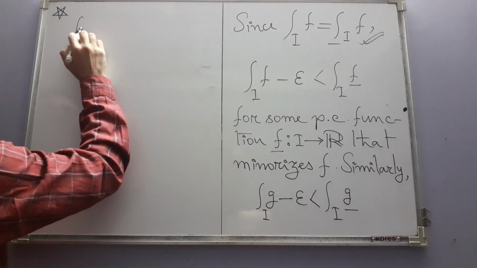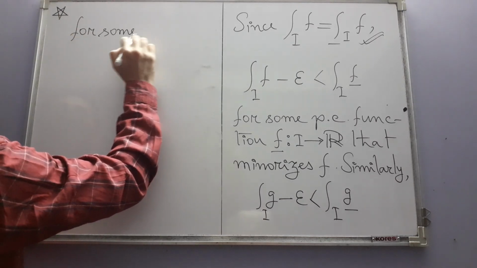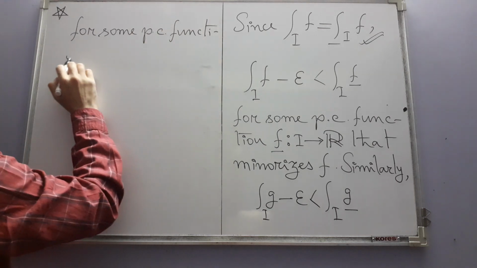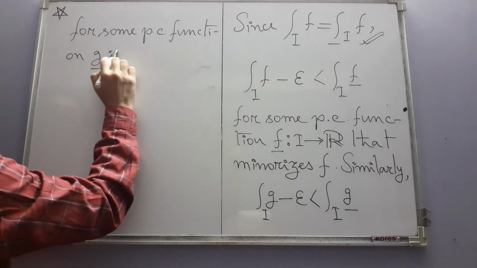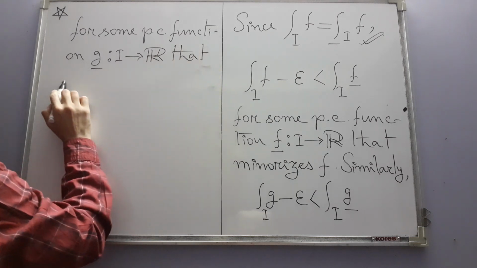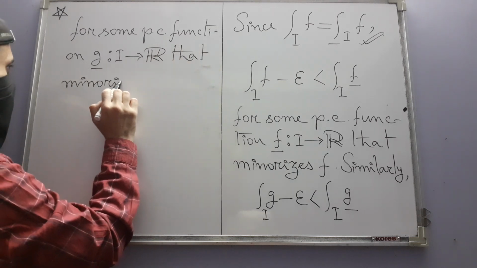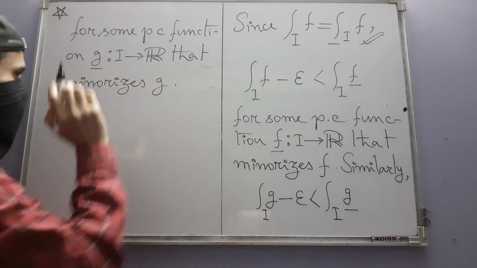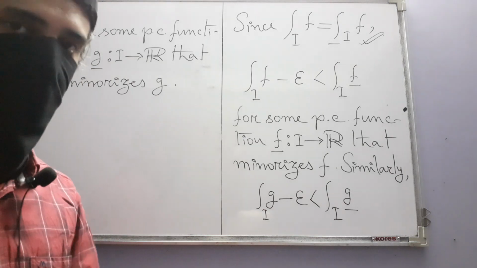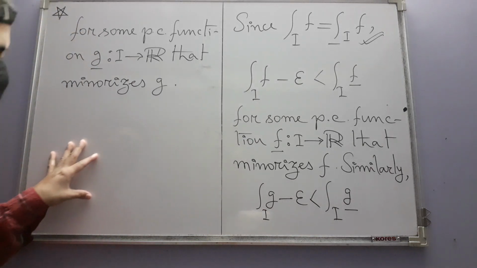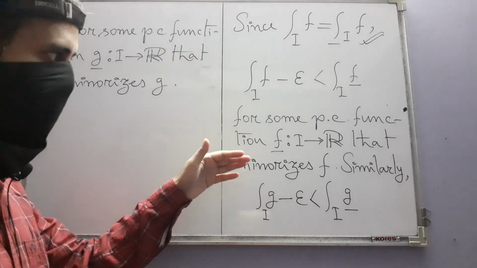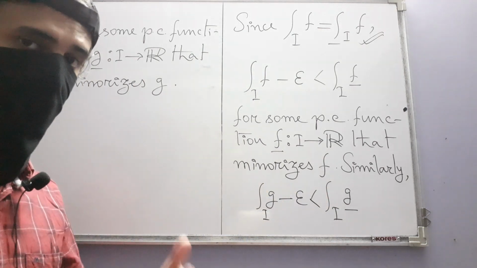For some PC function G underscore from I to R that minorizes G. And now we are going to look at upper integrals. The author has skipped some details in the text, but let us systematically also think like this with upper integrals.